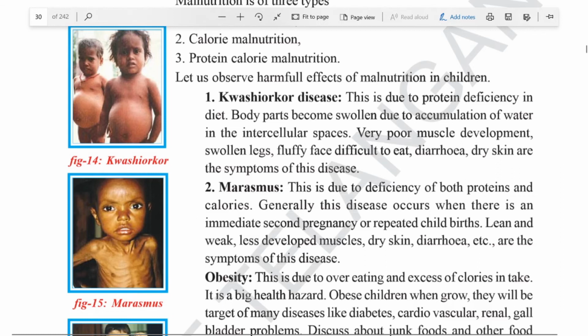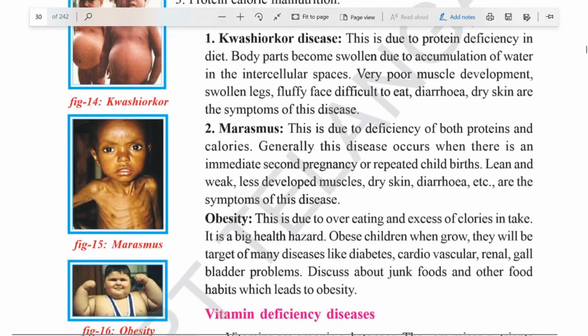It is generally seen in pregnant ladies, occurring when there is an immediate second pregnancy or repeat childbirths. Lean and weak body, less developed muscles, dry skin, diarrhea, etc. are the symptoms of this disease.